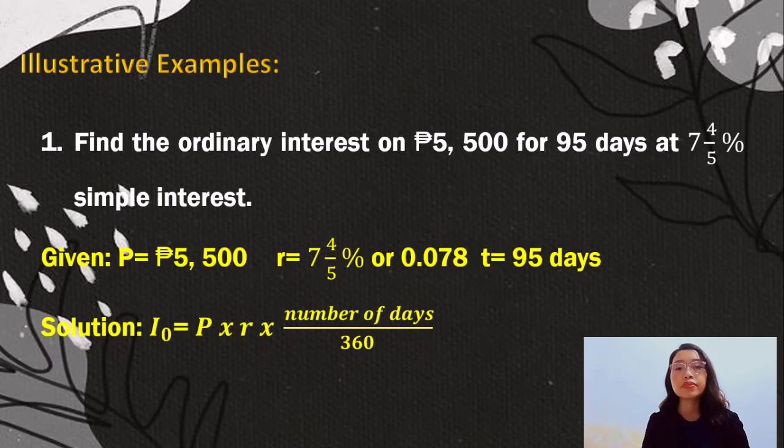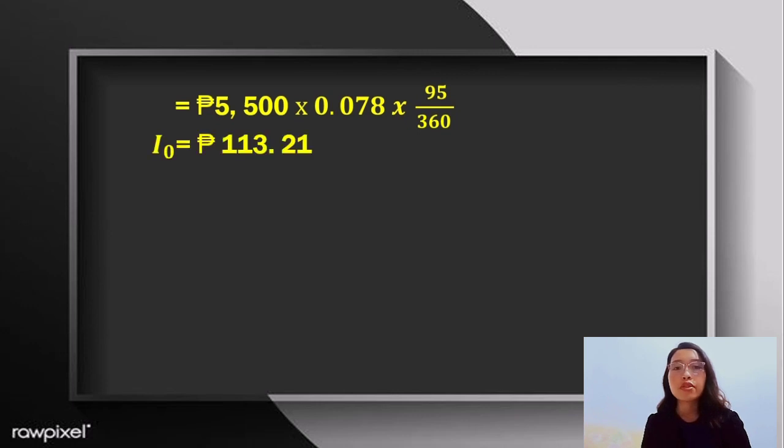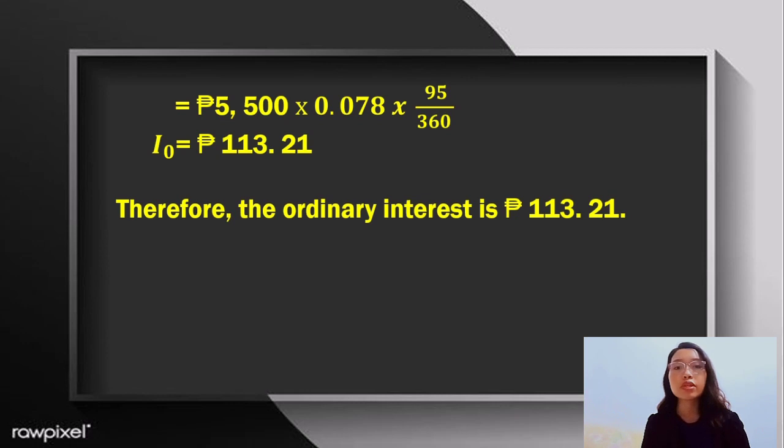As for the solution, ordinary interest is equal to principal times rate times time, which is number of days over 360. We substitute the given values. So this will be 5,500 pesos times 7 4/5% times 95 over 360, which is equal to 5,500 pesos times 0.078 times 95 over 360. So our ordinary interest is equal to 113.21. Therefore, the ordinary interest is 113 pesos and 21 centavos.